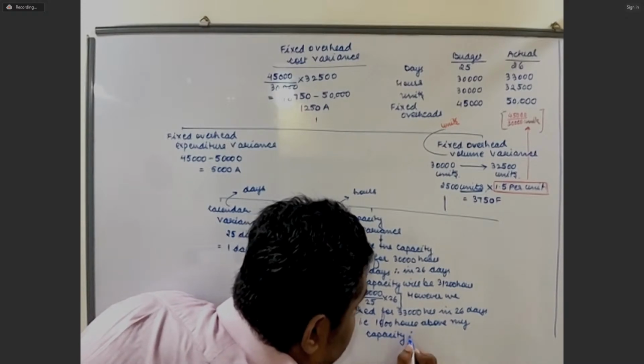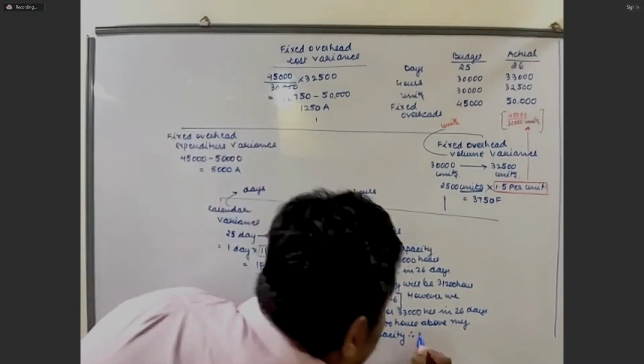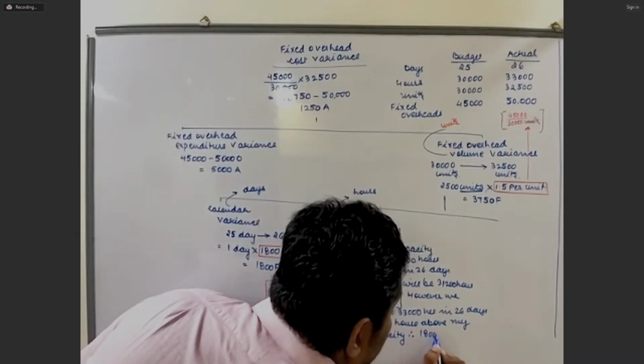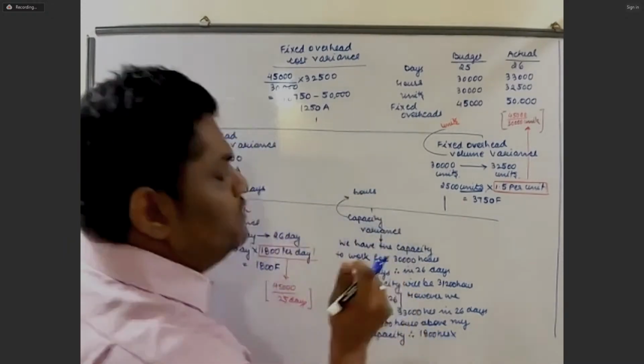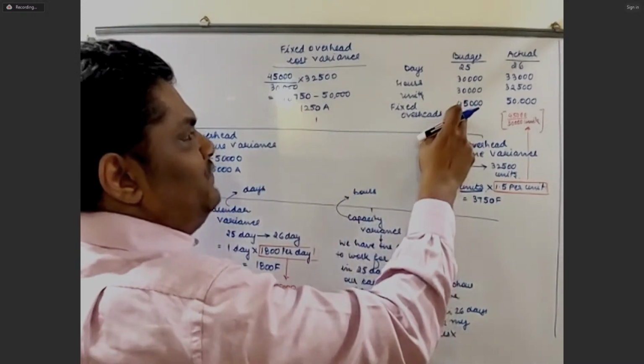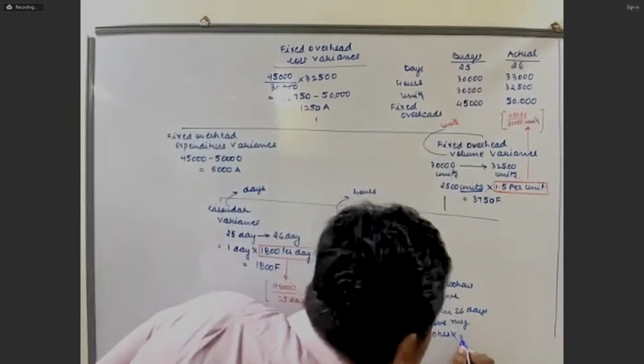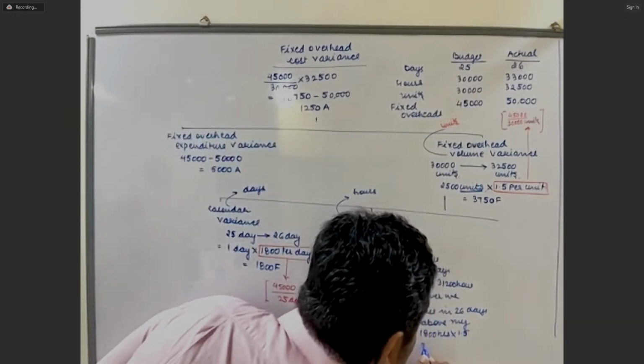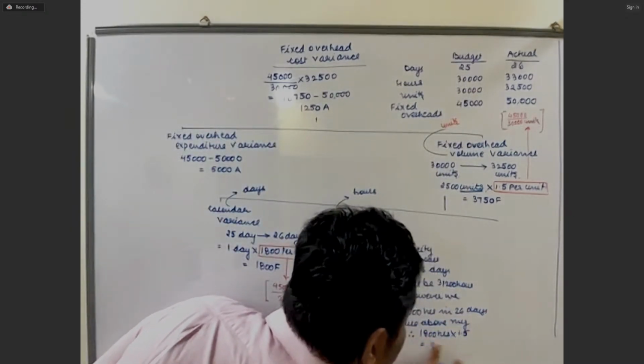Therefore, it will be favorable. So 1,800 hours into, again, we'll be using the rate per hour. So this will be 1.5 per hour, that is 45,000 divided by 30,000. So this will be 2,700 favorable.